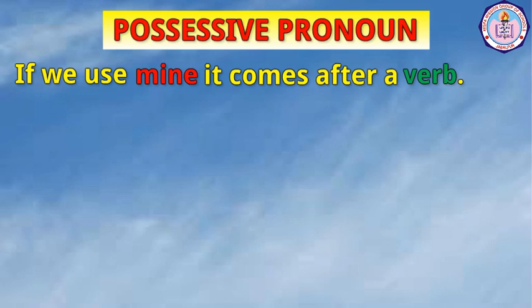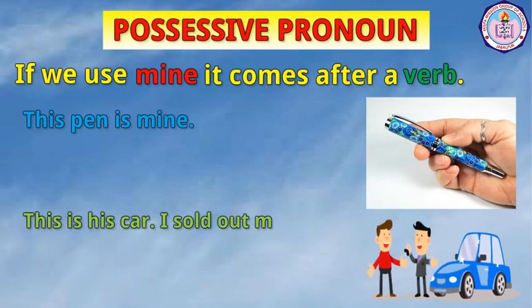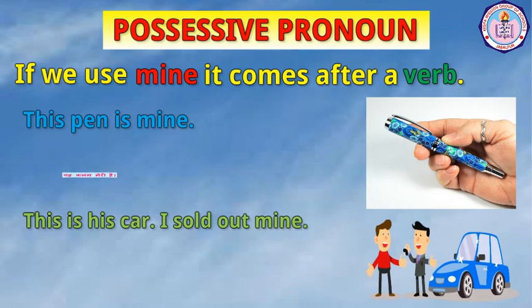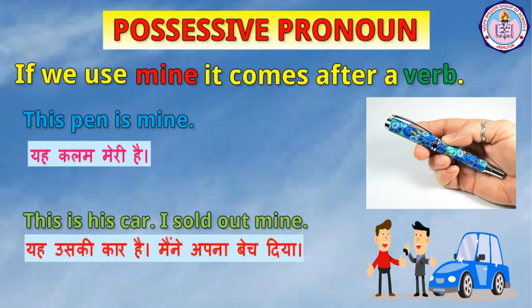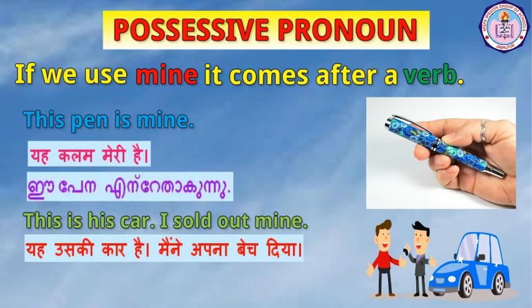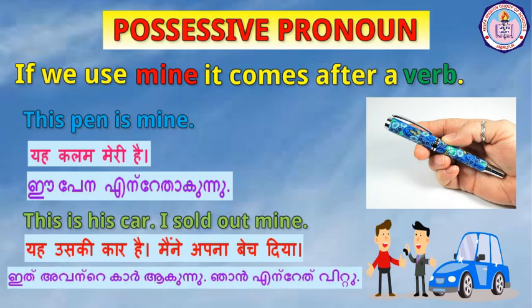The above sentences can be said in this way. This pen is mine. This is his car. I sold out mine. यह कलम मेरी है. यह उसकी कार है, मैंने अपना बेच दिया. ഈ പേന എൻ്റേതാകുന്നു, ഇത് അവൻ്റെ കാറാകുന്നു, ഞാൻ എൻ്റേത് വിറ്റു.